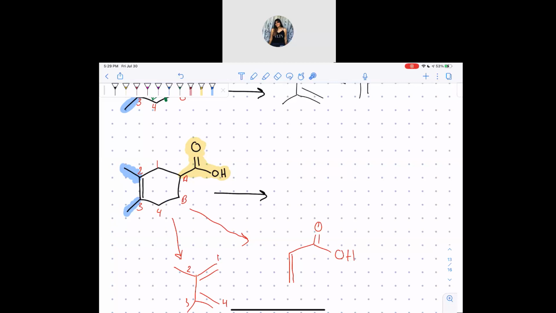Okay, so someone asked, is the diene always going to look the same? It's not going to look exactly the same, but it is going to have the same general structure to it. So it could look like this, it could look like that, it could look like this, you know, but it's always going to have the same general shape to it.